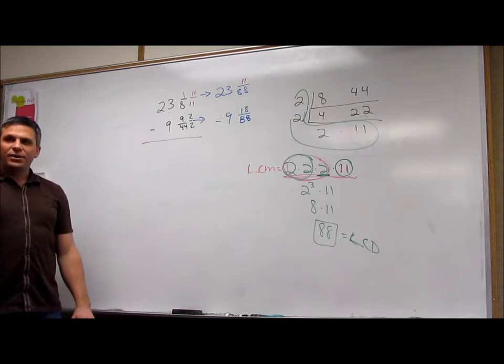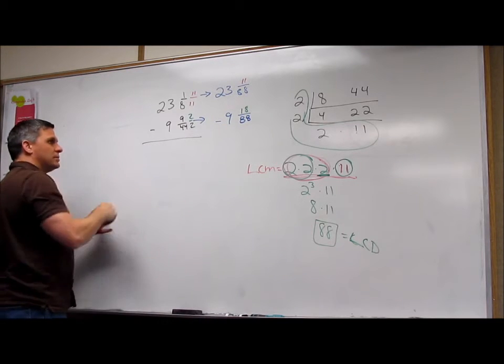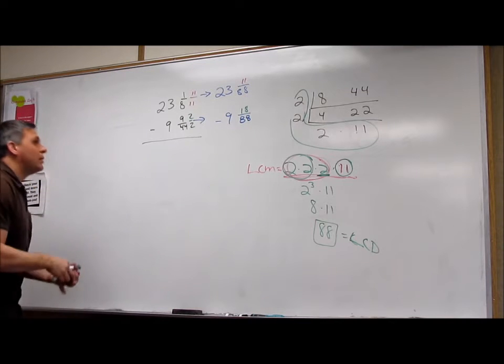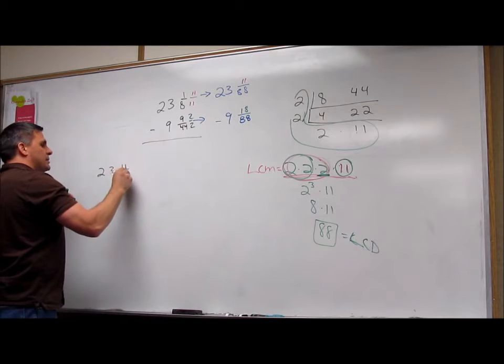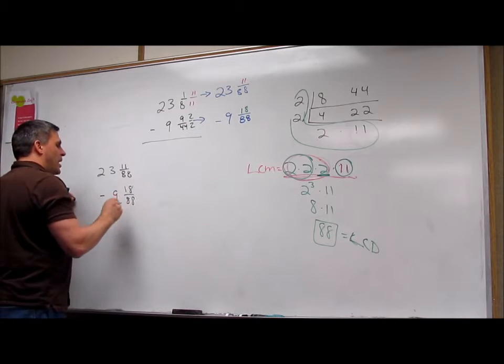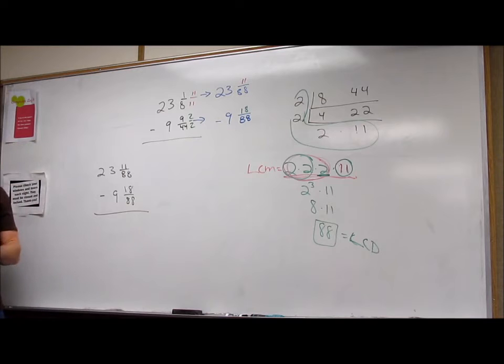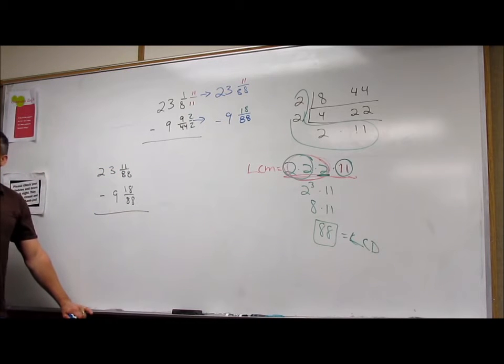Okay, so now we've got it. Although I still can't do it. So I'm going to bring this down here and rewrite it as 23 and 11/88 minus 9 and 18/88. And why can't I subtract them? What's wrong with the 11 minus 18? What's 11 minus 18? It's negative, right?